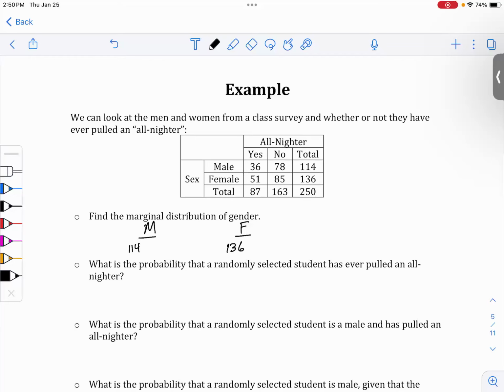Any guesses? Divide by 100? 250? How about 250? The number that was actually in the survey.